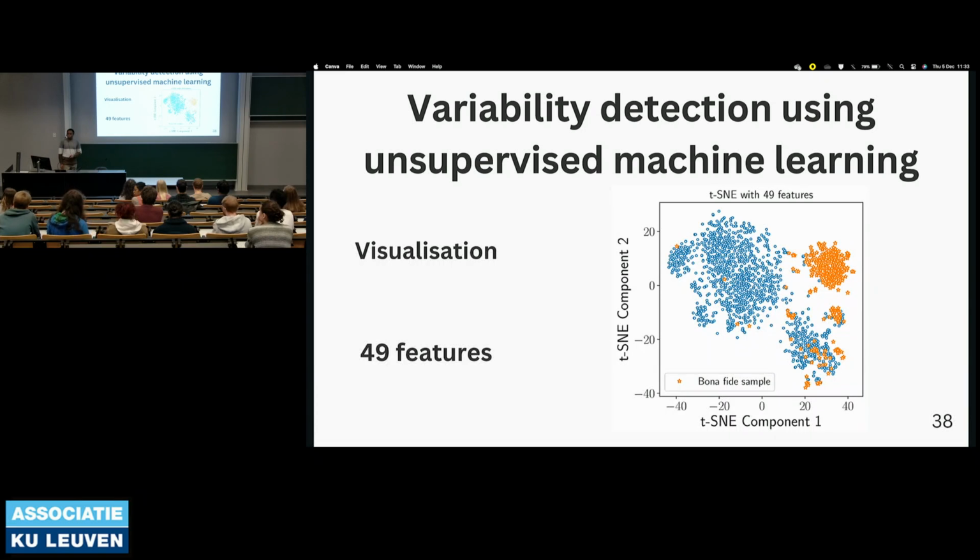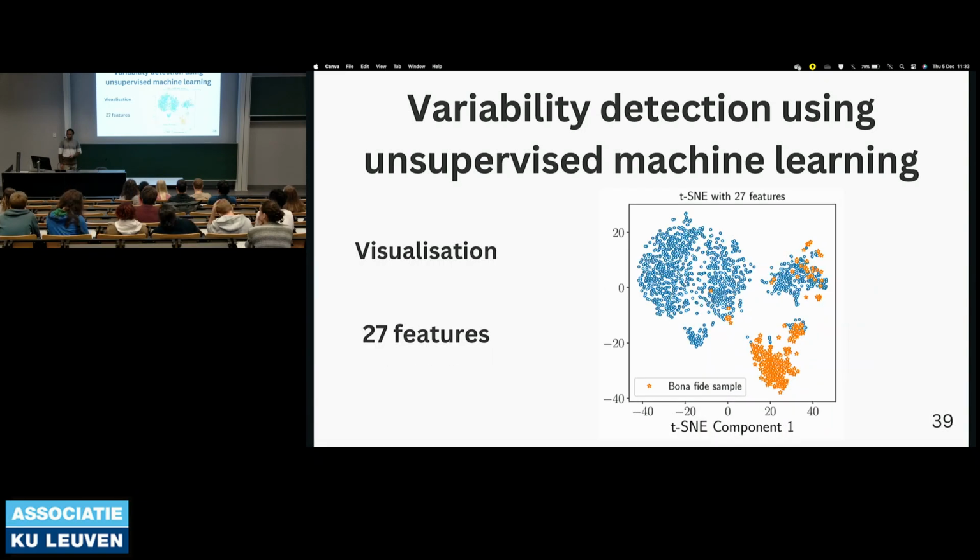No, we use the 27 features to obtain these results. Is the clustering applied on the 2D space or the 27? No, on the 27. Oh, perfect. Yes, because t-SNE is known to distort the distances. That was the question. Okay, thanks.